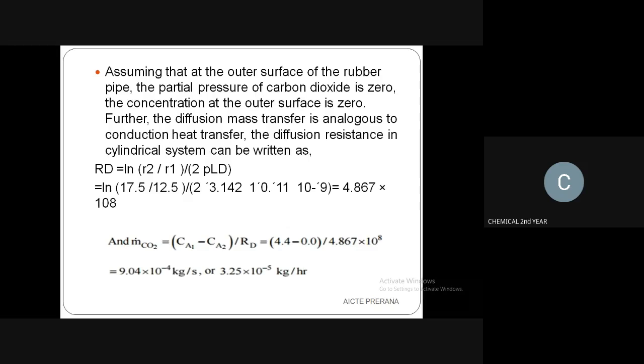The resistance is 4.867 into 10 to the power 8. You will get the value as 9.04 into 10 to the power minus 4 kg per second, or you can write it in kg per hour. Hour means into 3600, or into 60 for minutes, which gives 3.26 into 10 to the power minus 5. If you want to write it in seconds, you can, or you can write it in hours. Both answers are correct. Okay, that's all. We have found the value for the resistance.